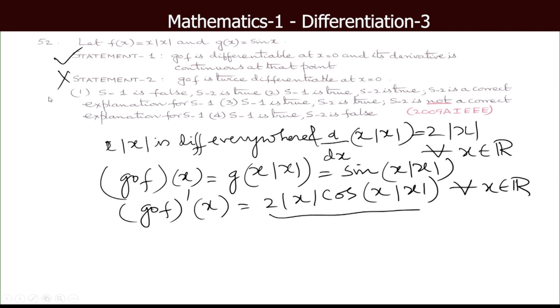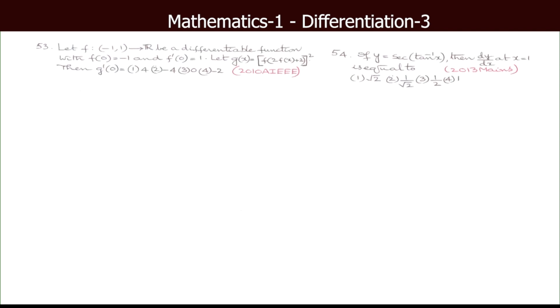So, statement 1 is correct and statement 2 is false. So, that is the fourth option. f maps the open interval (-1, 1) to R, and f is a differentiable function with f(0) = -1 and derivative of f at x = 0 equal to 1. Let g(x) = f(2f(x) + 2) whole squared. Then what is g'(0)?